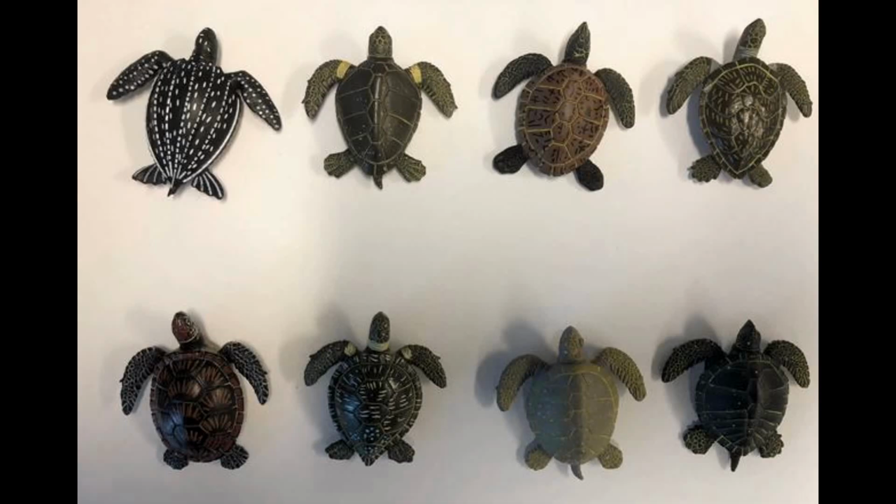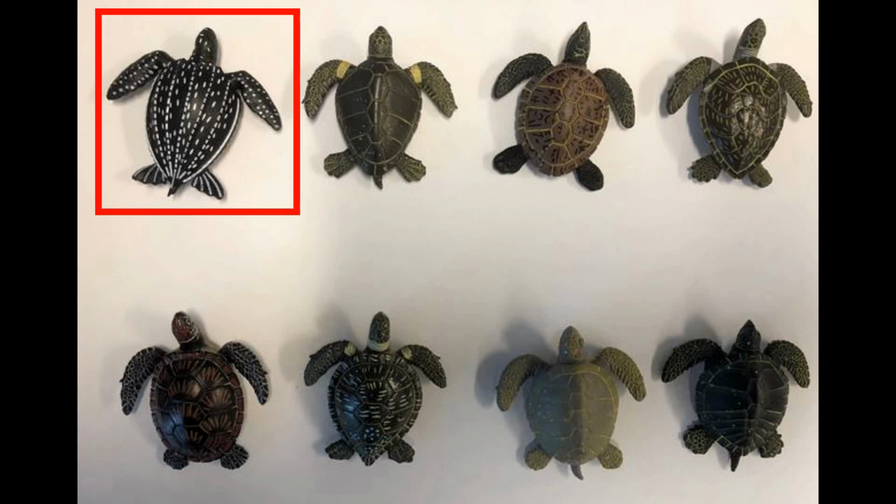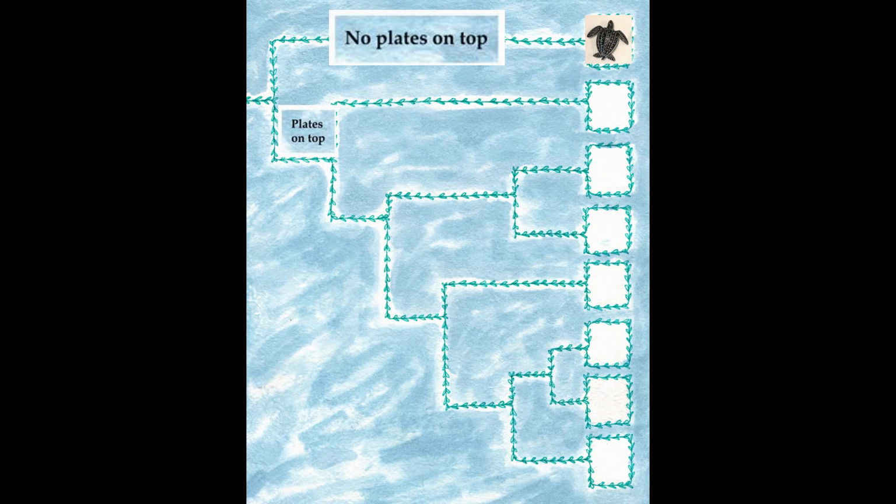7 of the turtles have plates, and 1 does not, the leatherback. The presence of plates is a synapomorphy for the 7 other turtles. We can use this information to start building the tree. The trait of having plates unites all of the turtles except the leatherback. We can map the trait of plate presence or absence to the branches and place the leatherback outside of the grouping of the other turtles. We've just made our first homology assignment.